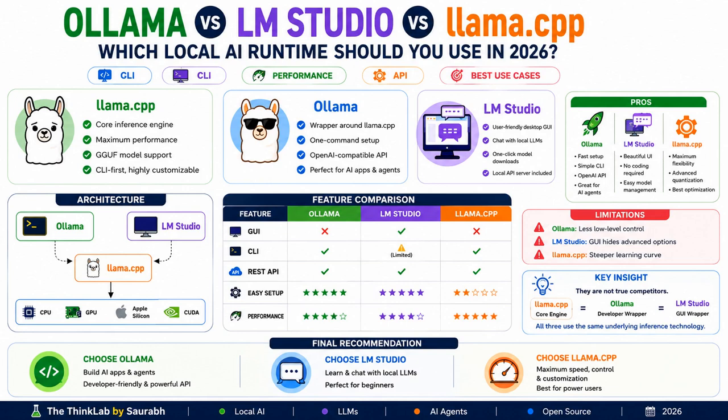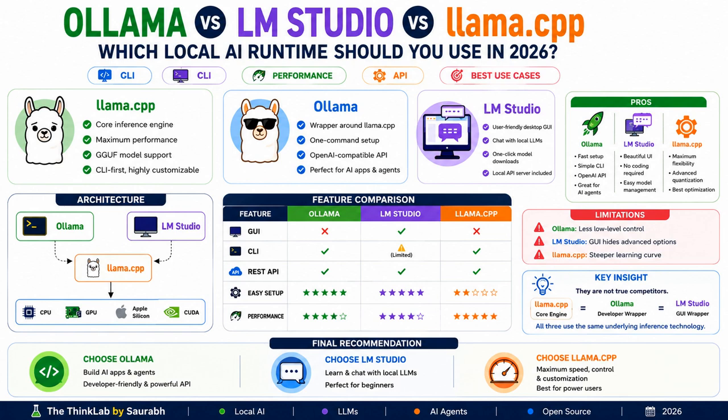So let's get started. First, let's understand why local AI is becoming so popular. Running AI locally means your model works on your computer, right? Your data stays private. You don't need to send every request to the cloud. In many cases it's faster, and once the model is downloaded, you can even work offline. That's why developers, students, and businesses are increasingly using local AI.